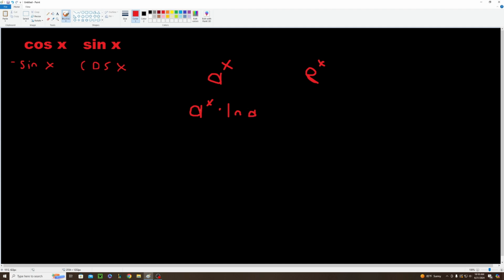And you can use that same logic on the right side, because e is just a number. So if you do e to the x and take the derivative, you end up with e to the x times the natural log of e. But the natural log of e is just 1, so this cancels. So the derivative of e to the x is just e to the x.